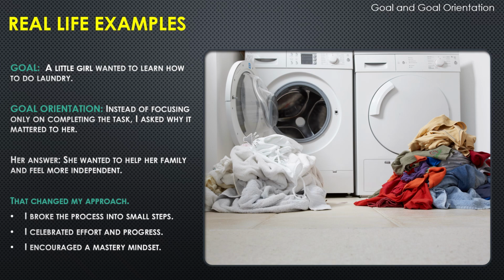This was definitely her. Rather than expecting her to master every step immediately, we broke the process into smaller, manageable parts. We started by learning how to sort clothes by color, then practiced measuring the detergent, selecting the correct washer settings, and transferring clothes to the dryer, and finally folding and putting them away. Focusing on one step at a time allowed her to experience success through the process instead of feeling overwhelmed by trying to remember everything all at once.